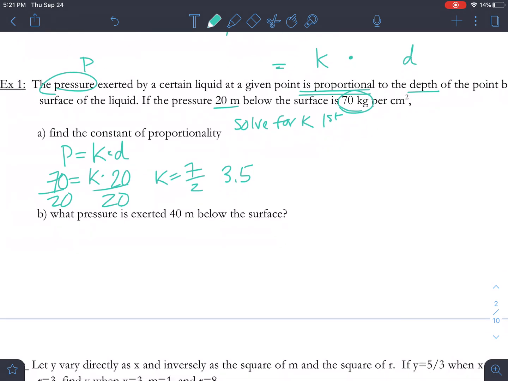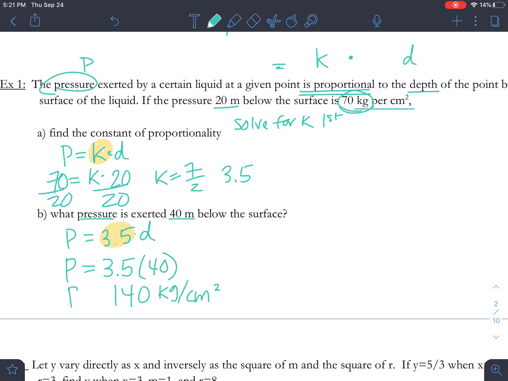So now we really have a new equation. We know for all of these scenarios, we have either 7 over 2, or you could say 3.5 times D. So for every type of pressure situation, we know it's 3.5 times the depth. So instead of K, you'll notice I replaced it with 3.5. And so now I'm going to figure out one more scenario. It says what pressure is exerted at 40 meters below the surface. So we just do 3.5 times 40, which is 140. And we'll throw on the units, kilograms per centimeter squared. So that is the final answer.